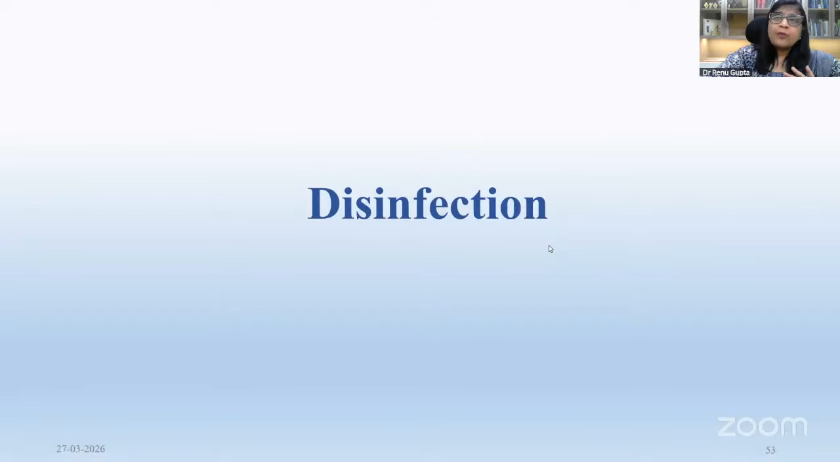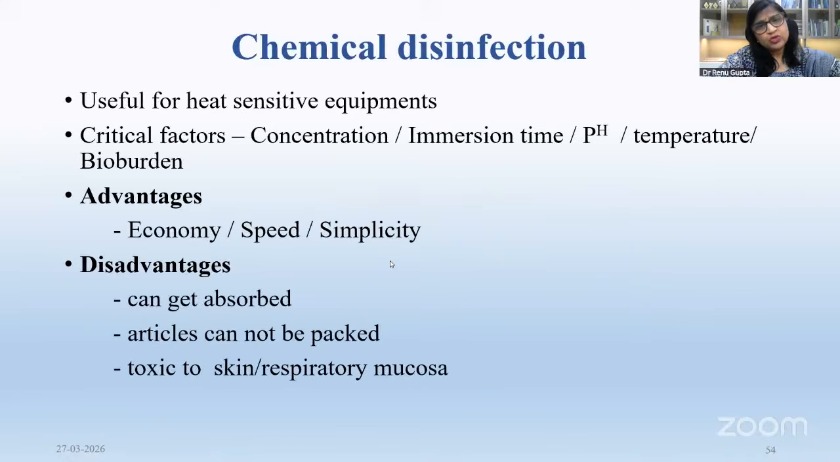Again, I'm not talking about environmental parameters and other things. Just briefly, I will be telling you in 5-7 minutes about disinfection. So disinfection you have understood. For disinfection, we use chemicals. Disinfection is used for heat sensitive equipment. Otherwise, we would have loved to autoclave everything. Autoclave is excellent. If anything can be autoclaved, do autoclaving. Concentration of the chemicals you are using, the time of immersion, the pH, temperature, and bioburden are very, very important determinants of the efficacy of disinfection.